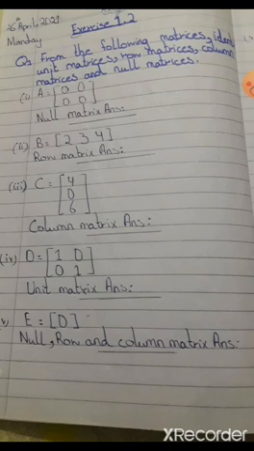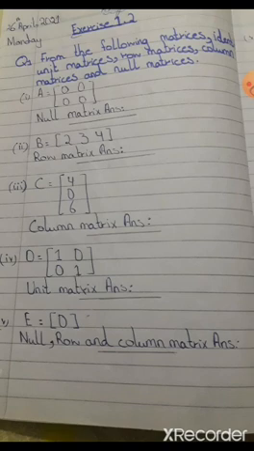Then the next is B, it has one row, that's why it is a row matrix. Then C, it has one column, so it is a column matrix. Then D, the entries of the diagonal are 1 and 1 and the remaining entries are 0, so it is a unit matrix. Then E, all the elements are 0, so it is a null matrix.